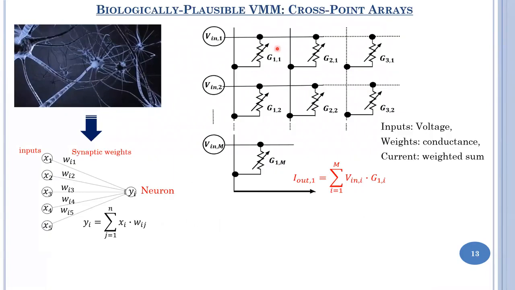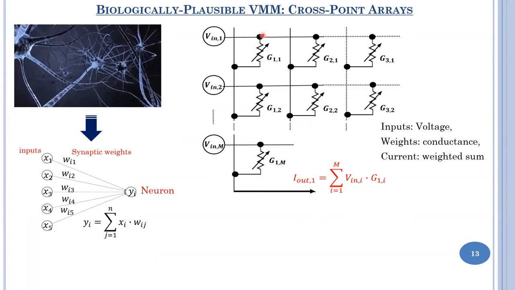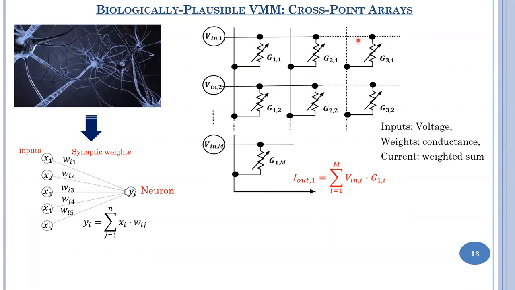So you have these adjustable conductances or adjustable resistances in between these rows and columns. At the intersection of each of these rows and columns, you'll have one of these adjustable conductances. So here you have an intersection, so you have this G11. Here you have an intersection, so here you have this G21. Here you have an intersection, so you have this G31. So there's a kind of cross-point array.